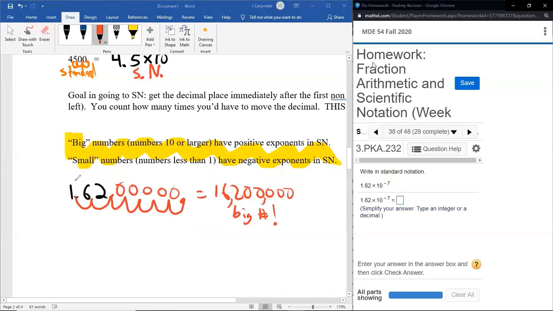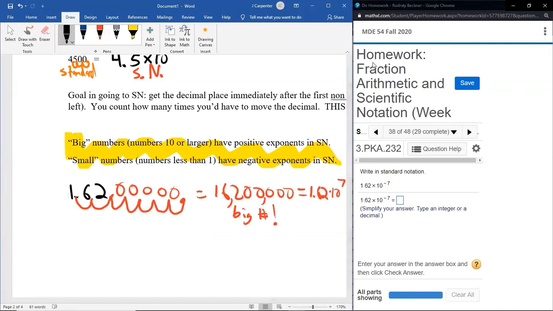So what this actually would have been, I cleared my screen, right? Yes. What this actually would have been is 1.62 times 10 to the positive 7. That's what this would have been. It's, you know, it's close. It's still got the 162, but it's positive instead of negative, which says it's a big number.